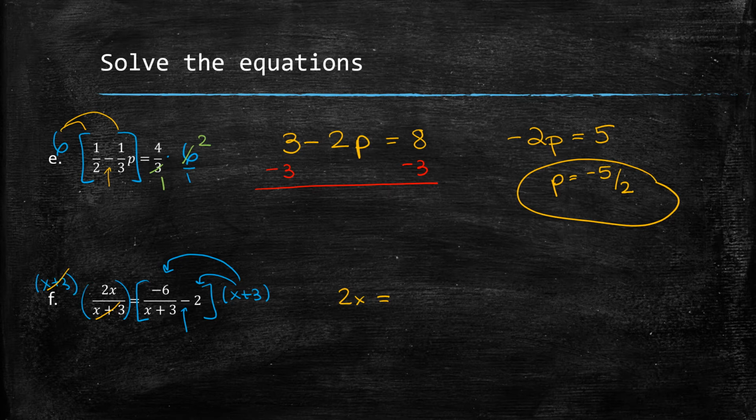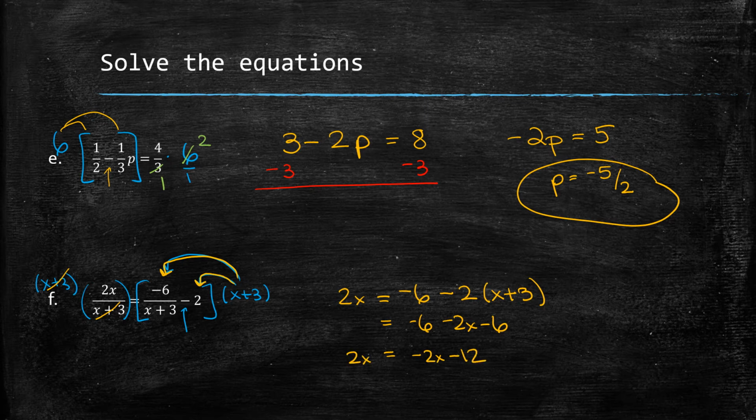On the right-hand side, when I distribute x plus 3 to the first fraction, it cancels with the denominator, so I'm simply left with minus 6. And then when I distribute it to the second one, the minus 2, nothing cancels, right, because it's just the number 2. So I have negative 2 times the quantity x plus 3. Okay, let's distribute. So negative 6 minus 2x minus 6, add our like terms. So we'll have negative 2x minus 12.